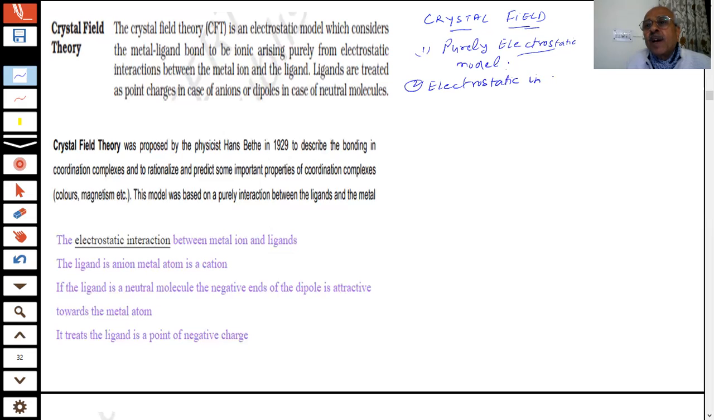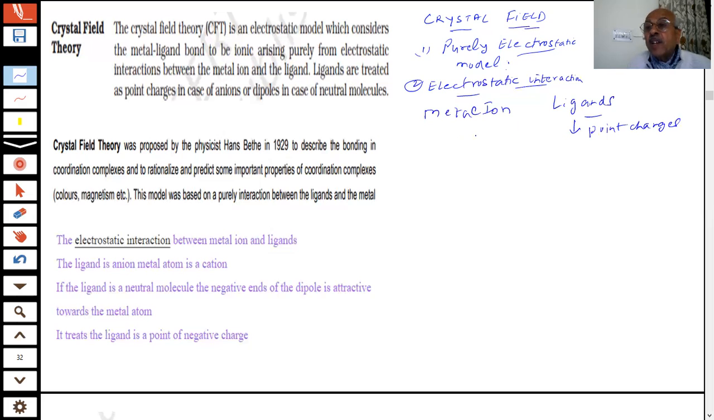What do you mean by involving ions or charges? Electrostatic interaction is where there are ions. There is a metal ion and there are ligands. And what we are saying is that the interaction between them is purely electrostatic. That means the ligands and these metal ions are treated as point charges.